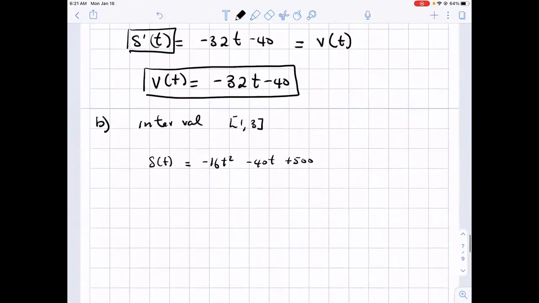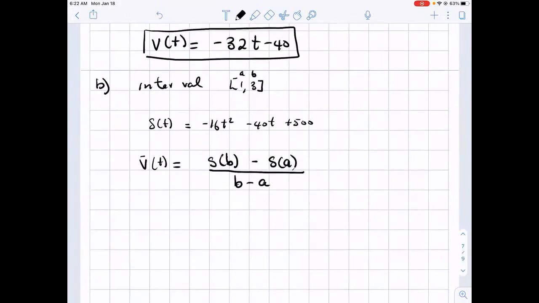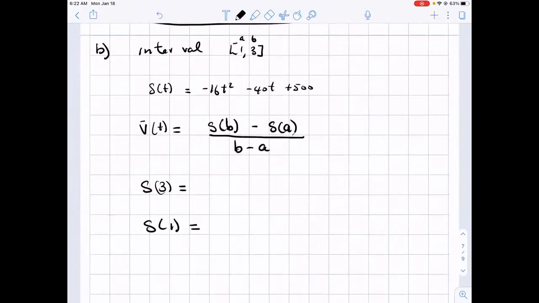So that's our S of t. If you're asked to find the average velocity, which has the notation v bar of t, that is equal to, if we call this A and we call this B, the formula is S of B minus S of A divided by B minus A. That's our general formula. So first we have to figure out what is S of 3, then what is S of 1. Those two values you need to figure out.